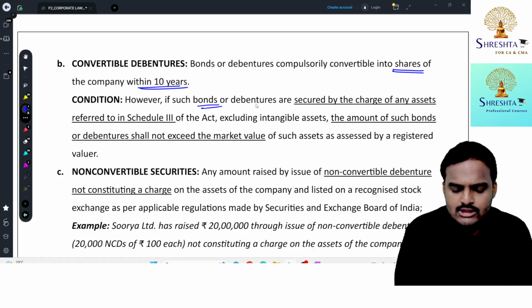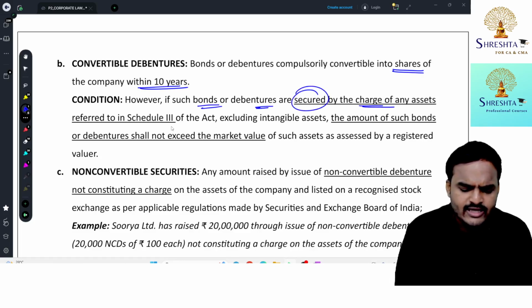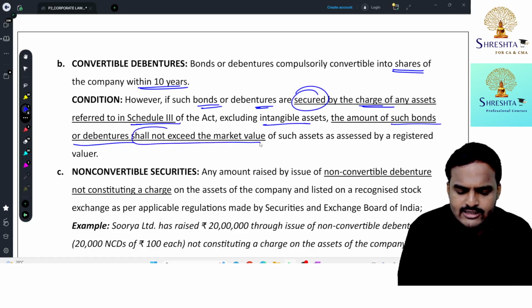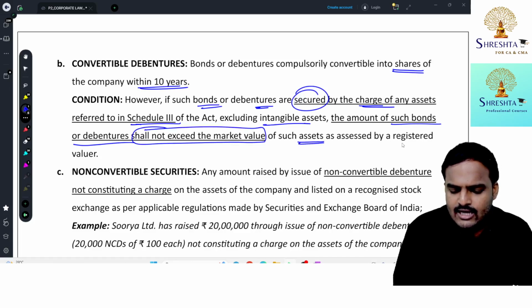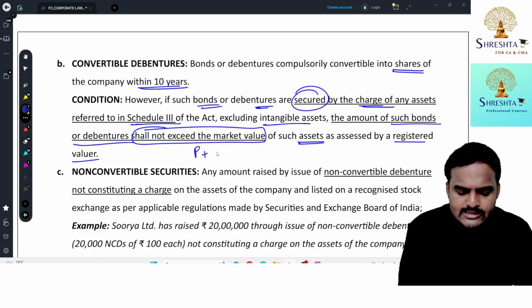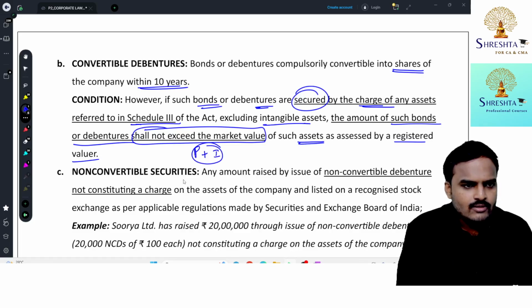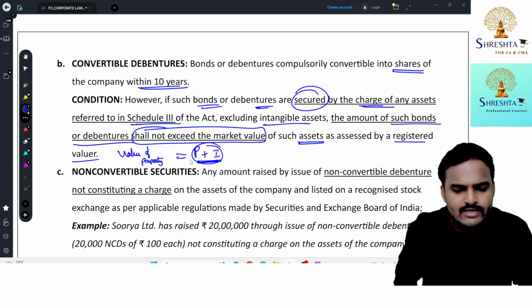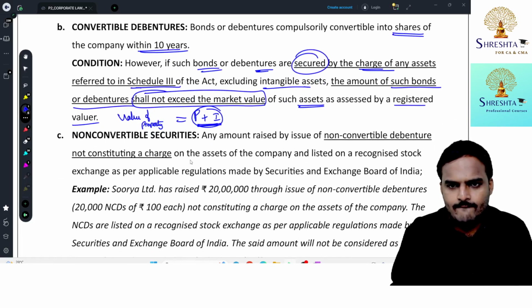However, if such bonds or debentures are secured by charge of any assets referred to in Schedule 3, excluding intangible assets, the amount of such bonds or debentures shall not exceed the market value of assets as assessed by a registered valuer. I told you previously also, principal as well as interest amount. Principal amount of debenture and interest of debenture, these two amounts should be covered by the value of the property. So value of property must cover not only principal but also interest. Then it is not treated as deposit.